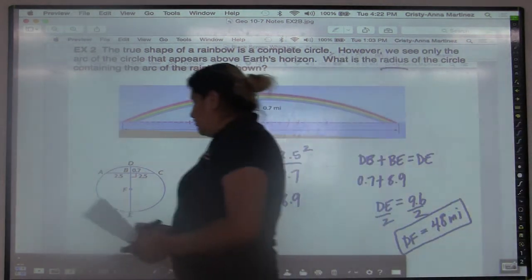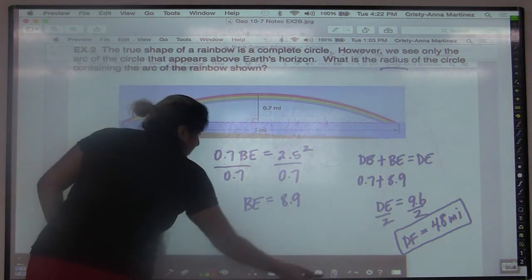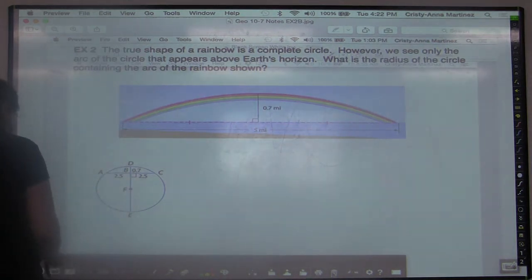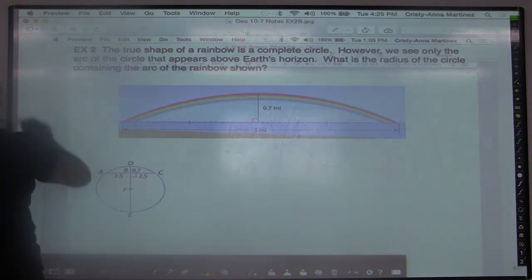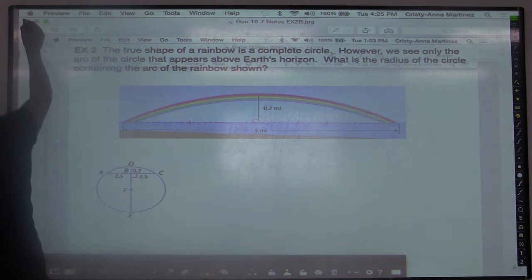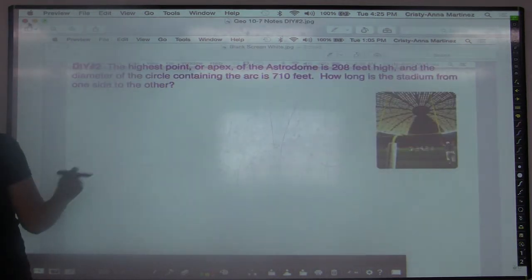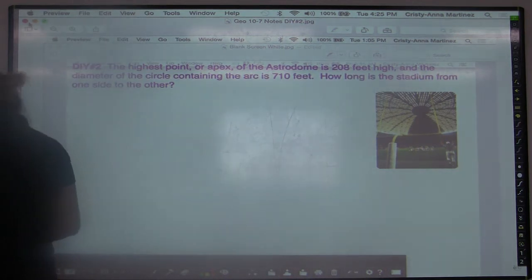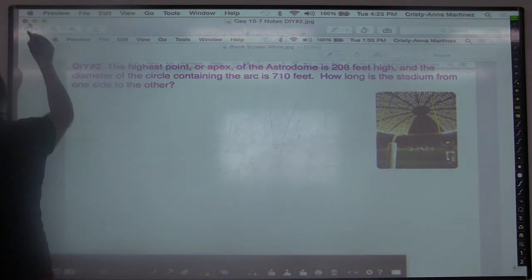All right, so the challenge for you is going to be that you can create your diagram somewhat like this for do-it-yourself number 2. And I will leave you to it. This is the example or the question, and then we're going to go to our next theorem.